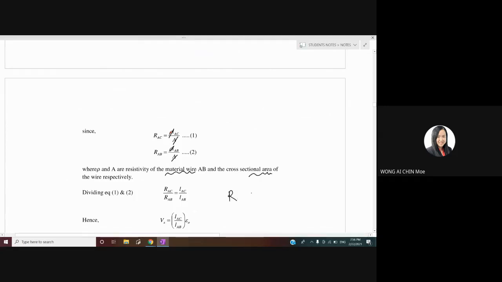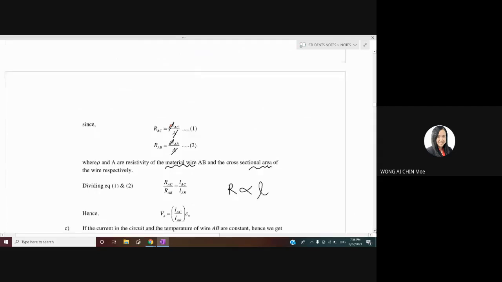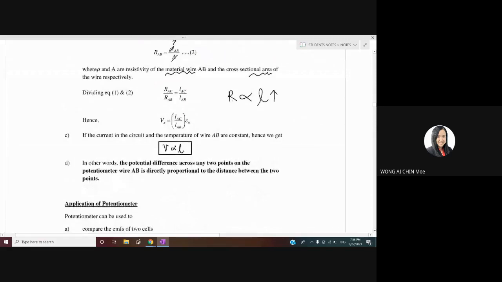So therefore, R is also directly proportional to the length. Meaning that the wire is one of the resistors. If the wire is longer, the resistor will be higher. Kalau panjang wire itu tinggi, maksudnya resistor itu juga akan tinggi, because R is directly proportional to the length.